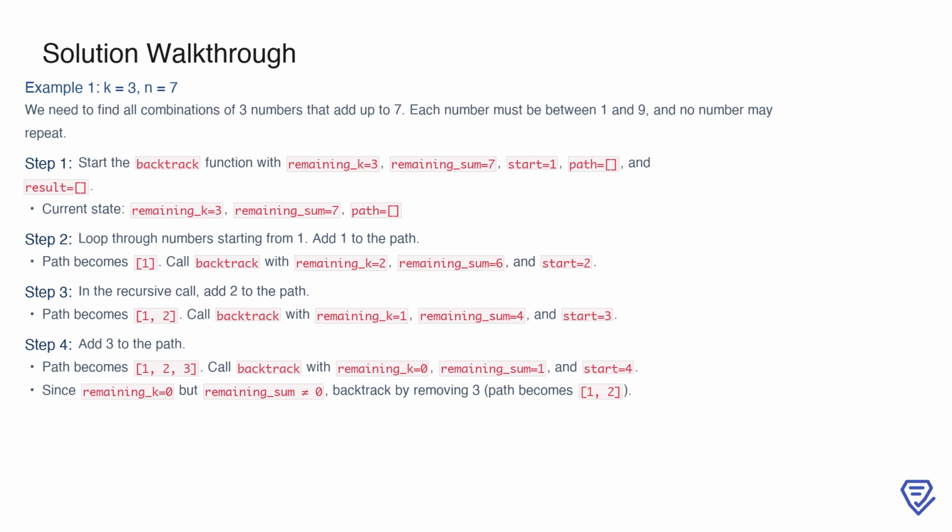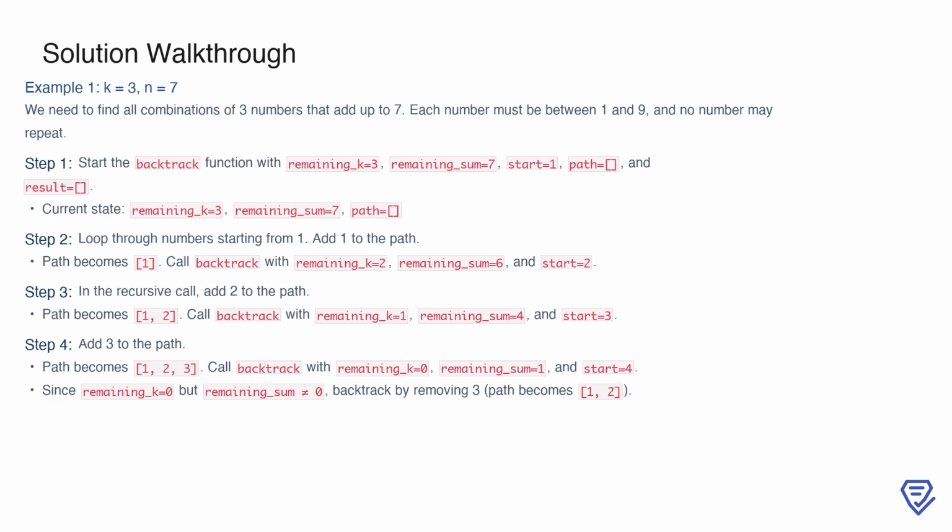In the first step, we loop through numbers starting from 1. Adding 1 to the path gives us 1, and we make a recursive call to backtrack with updated parameters. Remaining_k decreases to 2 because we now need two more numbers. Remaining_sum decreases to 6 because 7 minus 1 is 6, and start increases to 2 to avoid reusing numbers. Next, in this recursive call, we add 2 to the path, resulting in 1, 2, and call backtrack again with remaining_k now 1, remaining_sum 4, and start 3.